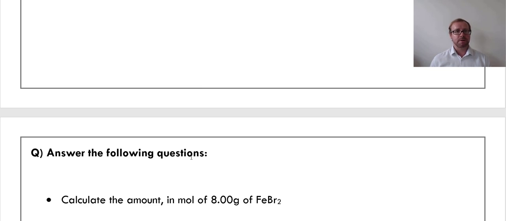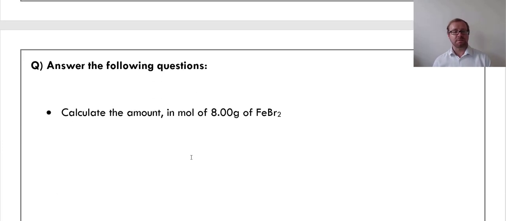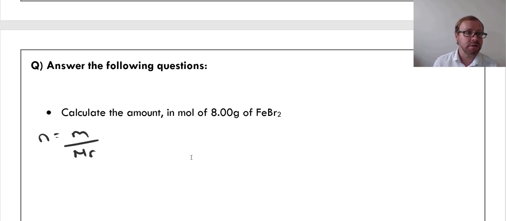Okay, hope it went all right. So let's go through them. Answer the following questions. Calculate the amount in moles of 8 grams of FeBr2. What's the first thing I need to do? I need to write down the formula that I'm using: n equals m divided by Mr. So I know my mass, which is 8 grams. How do I know this is a mass? I know because I can see the units here. Grams, that's my unit for mass, so I know that's a mass.